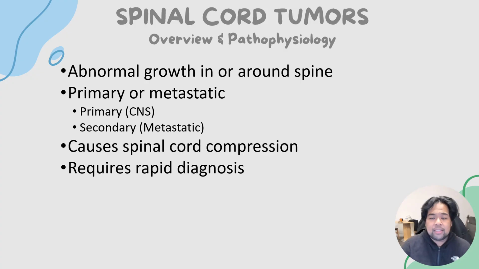This is the last section that we're going to go over: spinal cord tumors. This is just an overview. Basically, it's an abnormal growth in and around the spine. It could be primary, meaning that it comes from the CNS, or it could be secondary, which is metastatic, meaning that it comes from somewhere else in the body. It causes spinal cord compression, and it requires rapid diagnosis. The earlier they diagnose this, the better the prognosis is for the patient. Spinal cord compression is a neurological emergency, so just keep that in mind as well, okay?